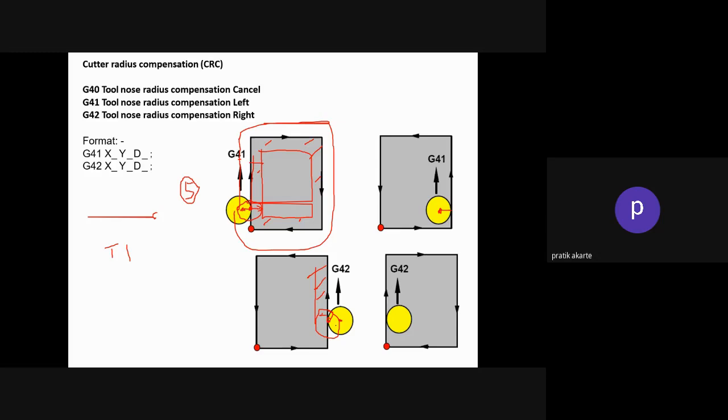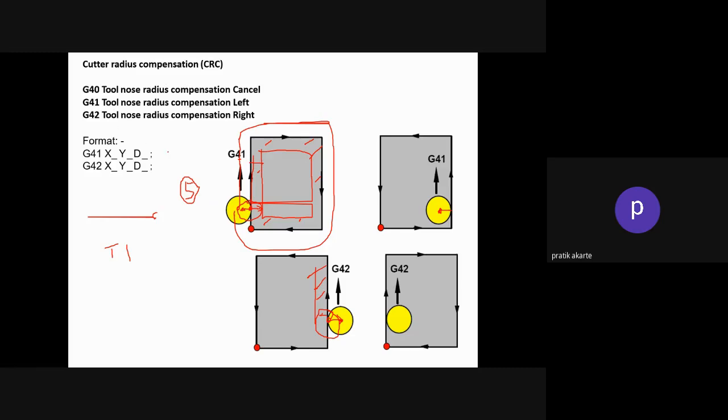So to solve this problem, if your cutter is traveling in counterclockwise direction, you need to shift the center of the cutter to the right by a distance equal to the radius of the cutter. So for that, you will be using G42, tool nose radius compensation to the right. Same is for internal cutting, profile cutting, or milling. So that is why G41 and G42 are used.